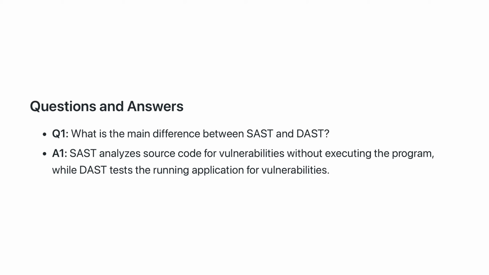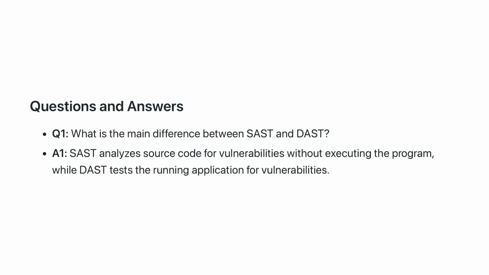Let's now dive into the questions and answers segment to clarify some key concepts. The first question we have is, what is the main difference between SAST and DAST? SAST, or Static Application Security Testing, analyzes your source code for vulnerabilities without actually executing the program. It's a static analysis method aimed at identifying potential security flaws in the application's codebase.